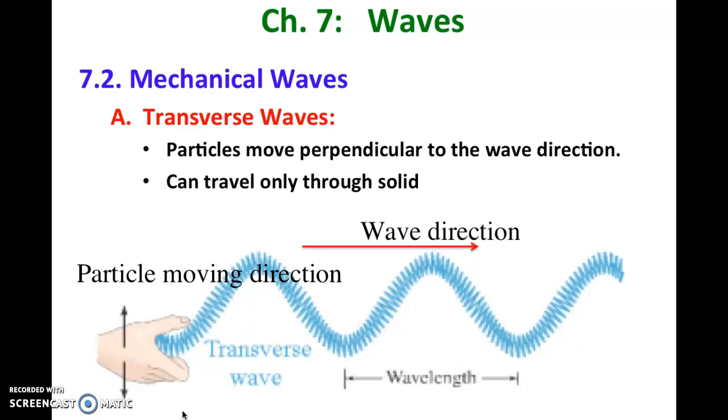According to the direction of wave motion, mechanical waves can be classified into transverse waves and longitudinal waves. For transverse waves, particles move perpendicular to the wave direction. Transverse waves can travel through solids, such as rope waves.